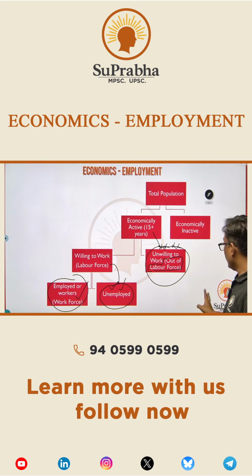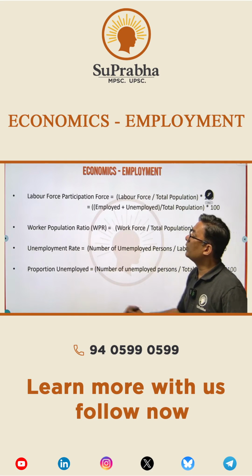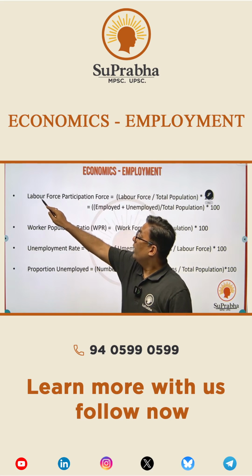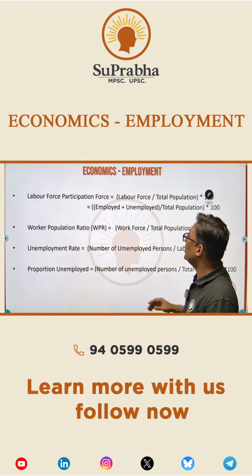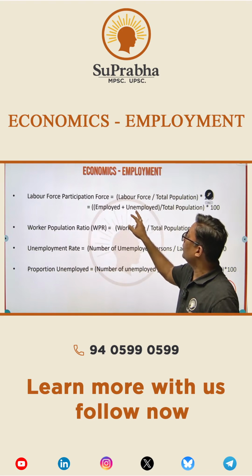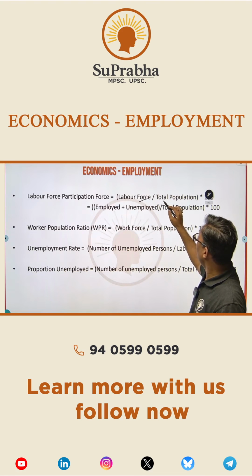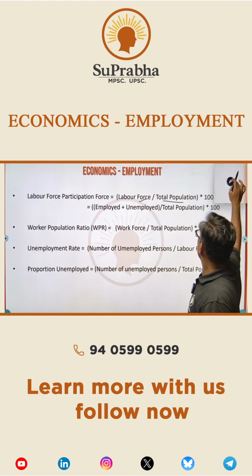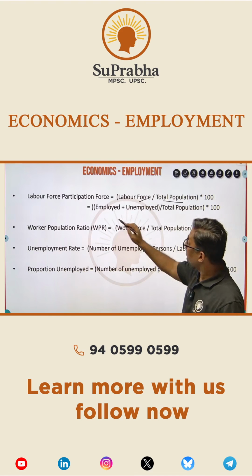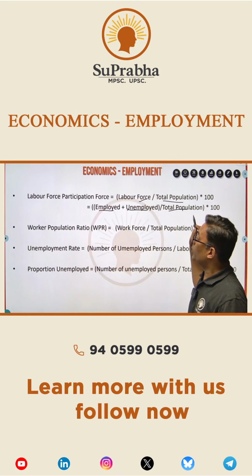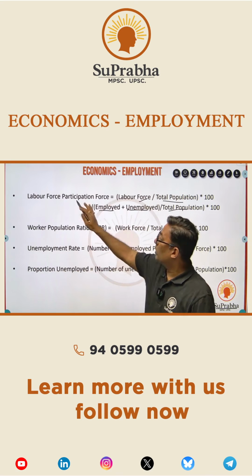So now once you have that, let's go for the definitions. What is the labor force participation ratio? Now LFPR, this labor force as we have previously seen, it is nothing but employed plus unemployed people. So labor force participation ratio is nothing but labor force divided by the total population as a percentage, into 100. So it is nothing but employed plus unemployed divided by the total population. So that is the percentage of the total people who are the labor force.